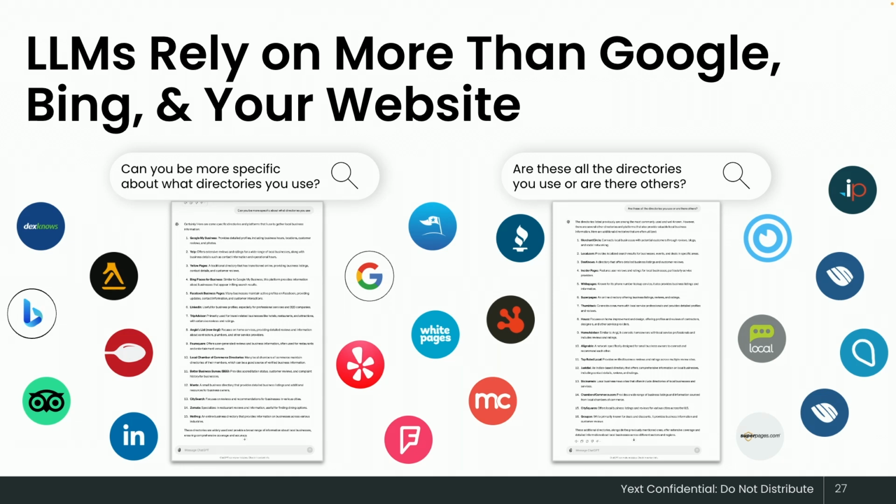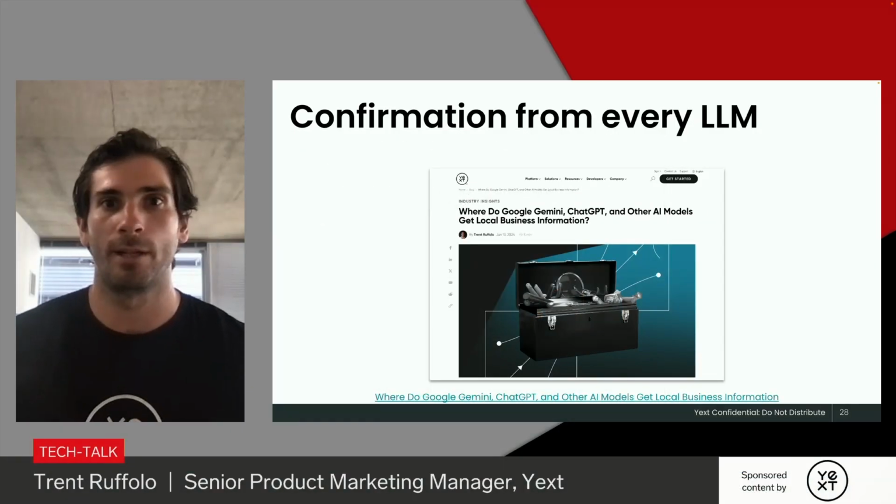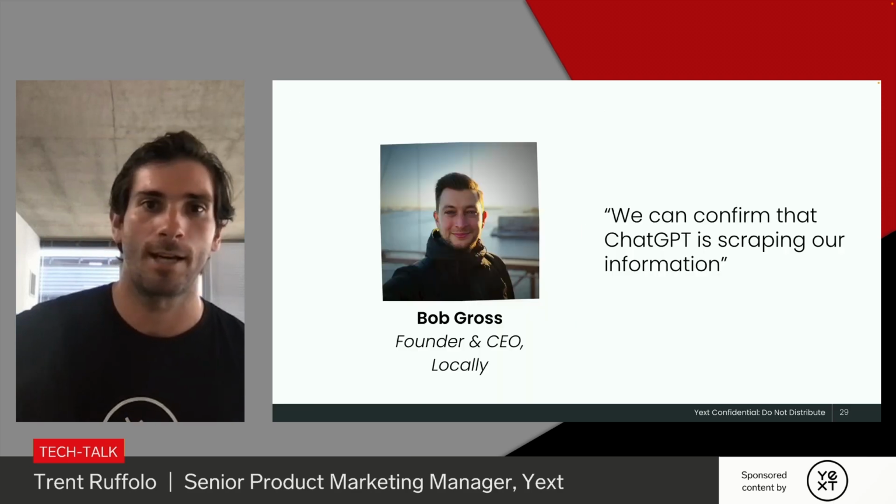And looks like there's about 20 or so others that, again, most people probably have never even heard of before. In fact, we ran this exercise across every major AI model, and we got the exact same results. If you are curious about that analysis, there's a blog that we wrote, where do Google, Gemini, ChatGPT, and other AI models get local business information from? So certainly check that out.